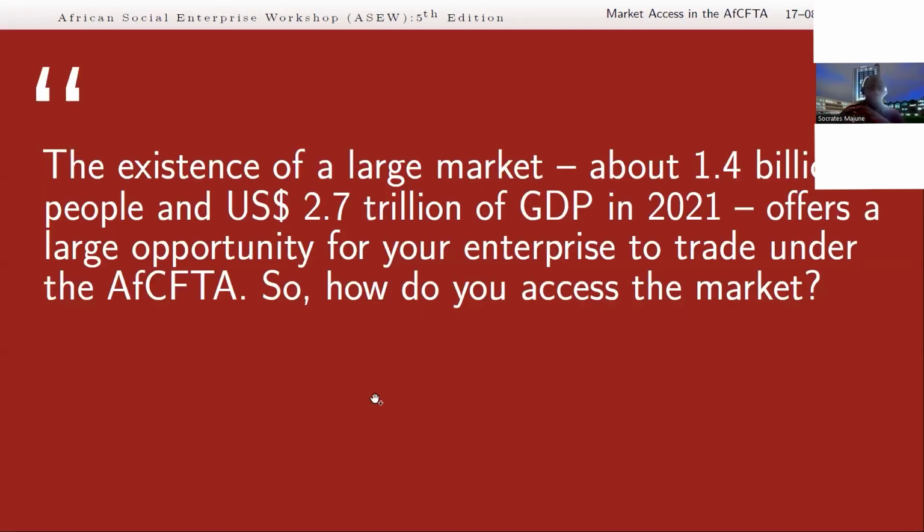So with all this information, we now know what exactly the African Continental Free Trade Area is and where it has come from.